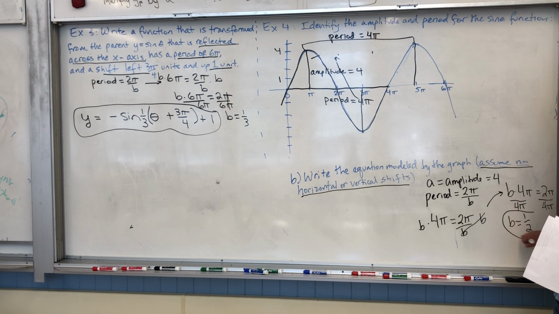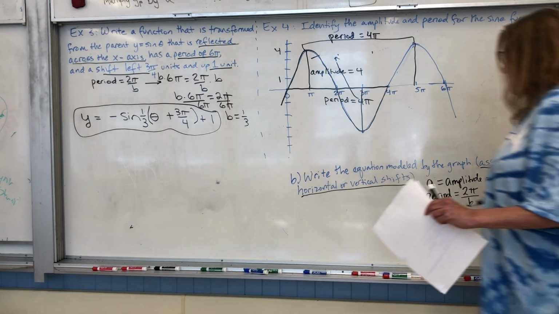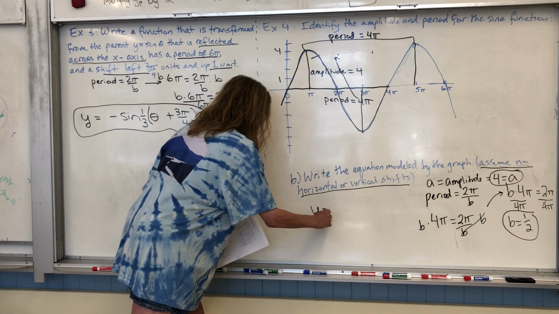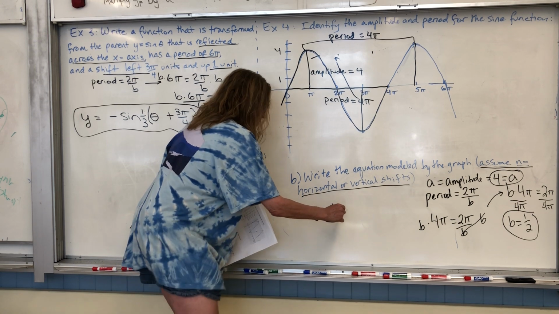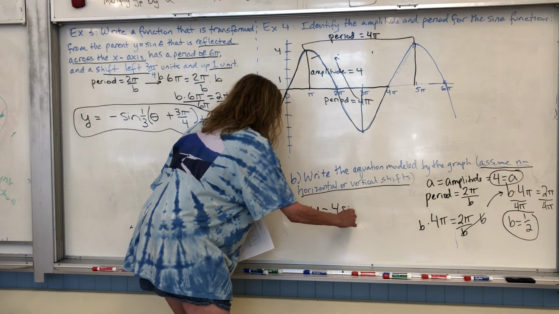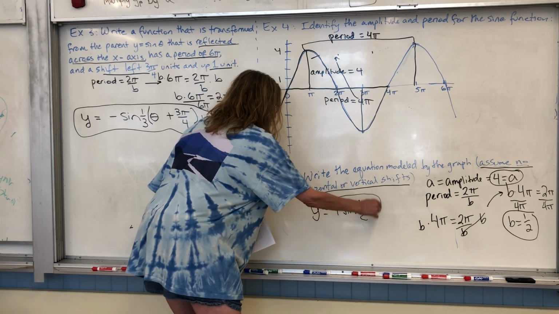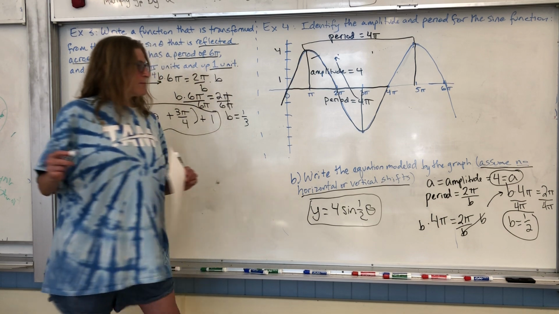So now I know B, and I know A. Right? And once I know those 2 things, I can just write it in the equation. So here's my equation. Y equals 4 times sine 1/2 theta. No H or K in the picture.